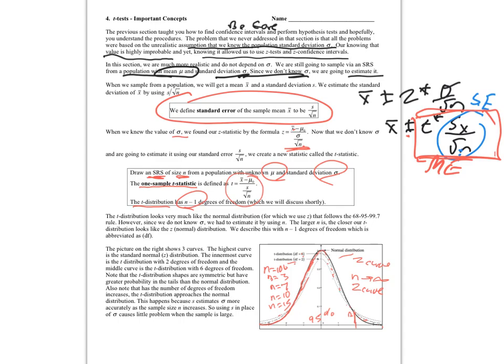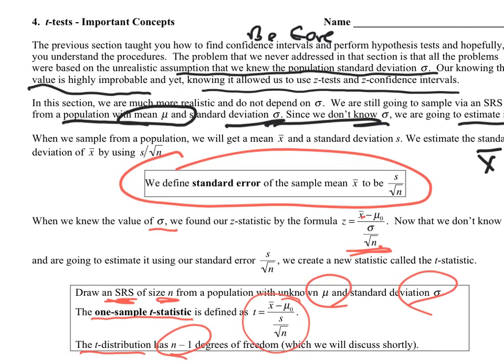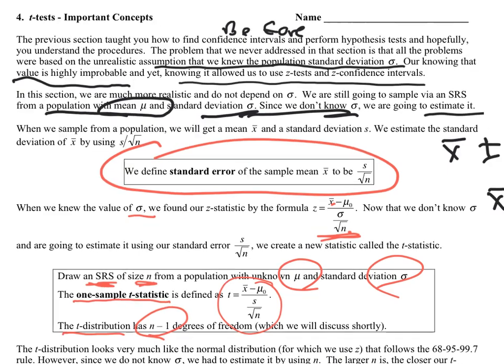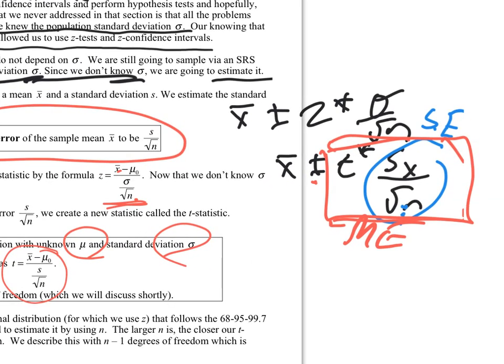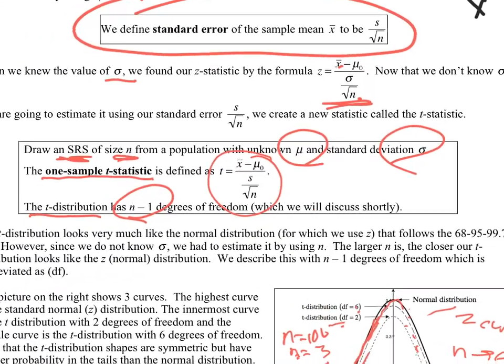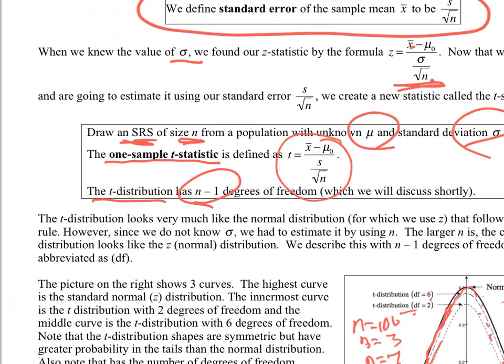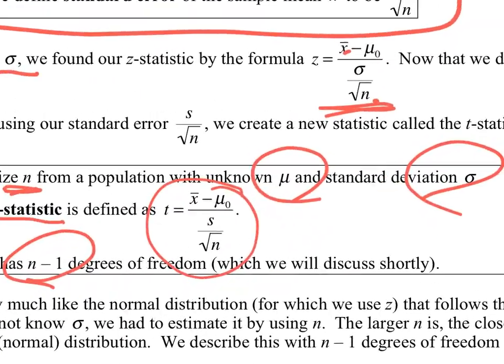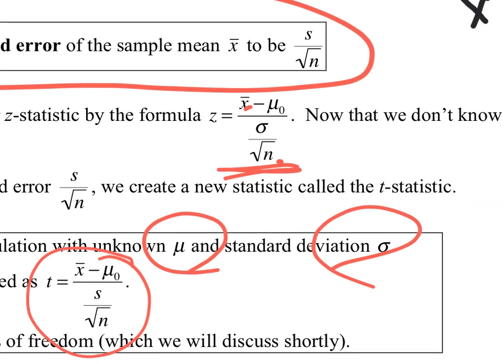All right. In a t-test, we do not know sigma. So if you read the notes, we don't know sigma. So our standard error and confidence interval changes to using t instead of z. Instead of using sigma, we use the s of x. That comes from your sample. Our one sample t statistic formula looks just like the z formula, except instead of sigma, we use s.